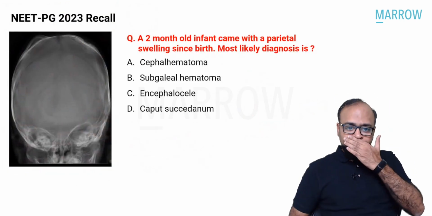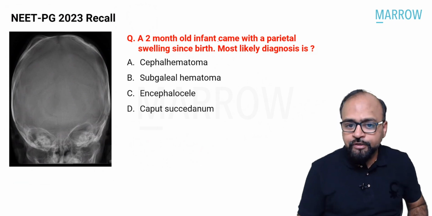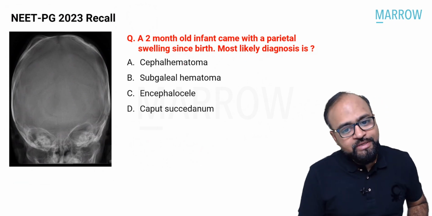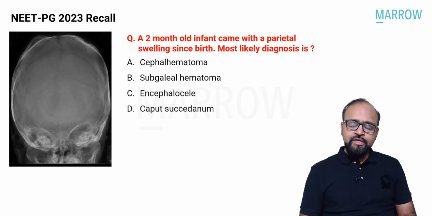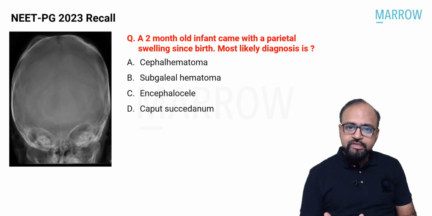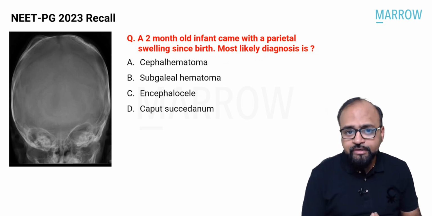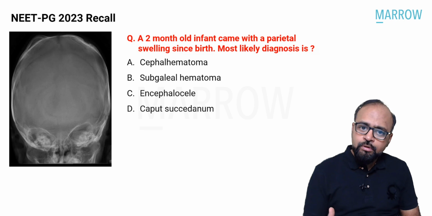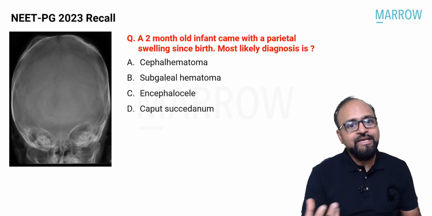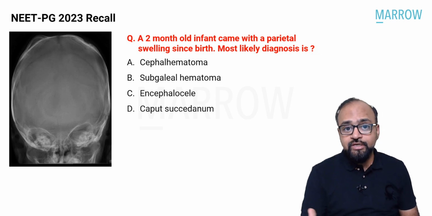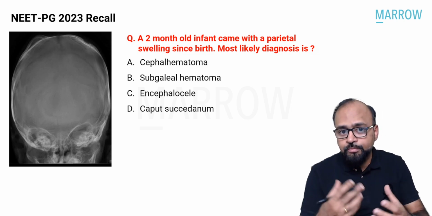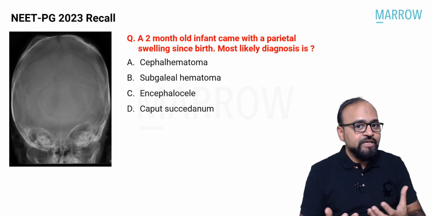Now look at this particular question. A 2-month-old infant came with a parietal swelling since birth. What is the most likely diagnosis? Honestly, this is not something which is done very routinely in the radiology department. When you see a swelling over the scalp or the head in a newborn or in a child, most of the times the diagnosis is clinical. It may be related to the birth or birth injury, right? Most of the times diagnosis is clinical.